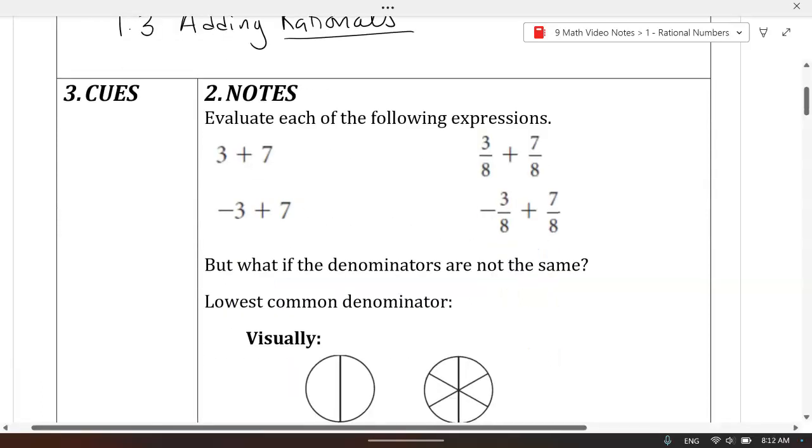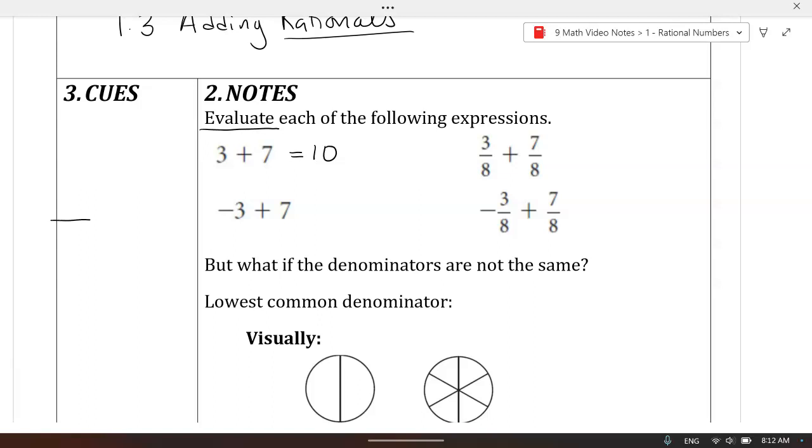So evaluate each of the following expressions. Whenever you see the word evaluate, it just means do the question. So this one right here seems pretty easy. 3 plus 7. There's nothing too terribly difficult about that. That's just plain old 10. Now, depending on how comfortable you are with negative numbers, negative 3 plus 7 could be a little bit tricky or could not be tricky.